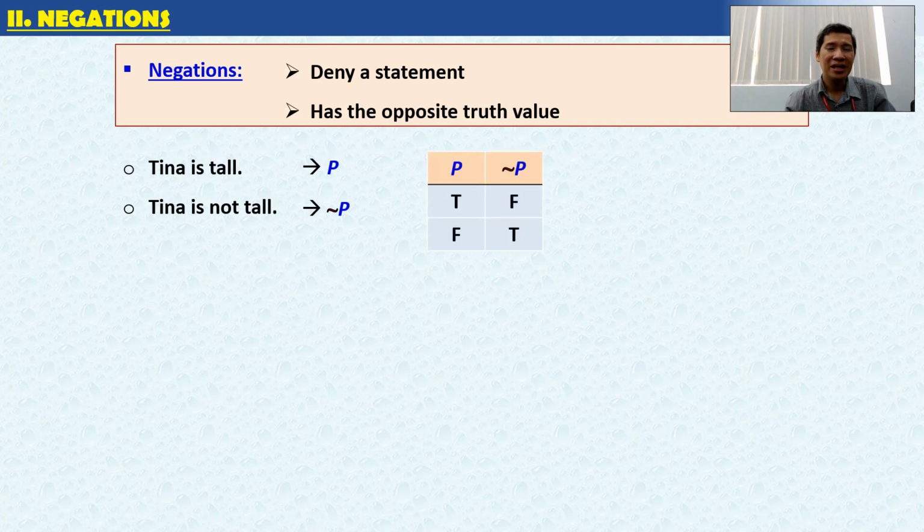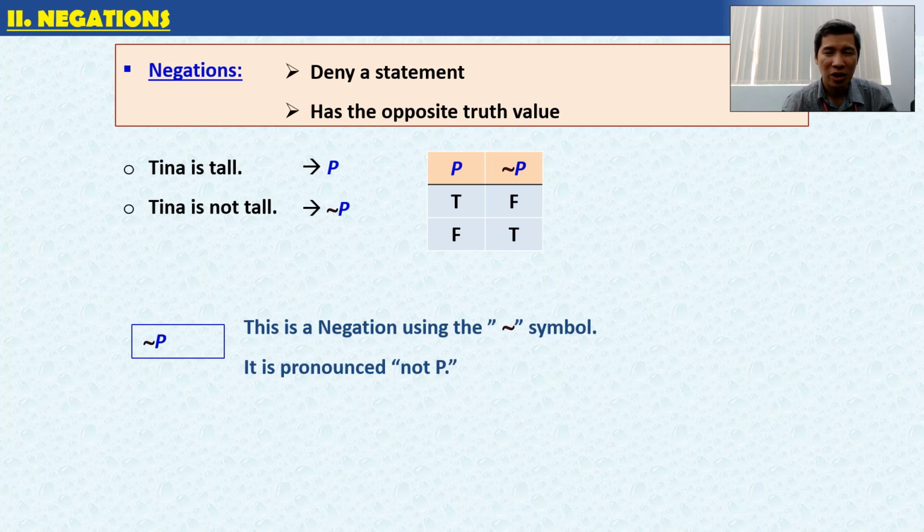Now if P has two values, true and false, then for not P we also have two values, false and true, because it's the opposite, right? Remember, you are going to have this symbol for negation, and you pronounce it as not P.